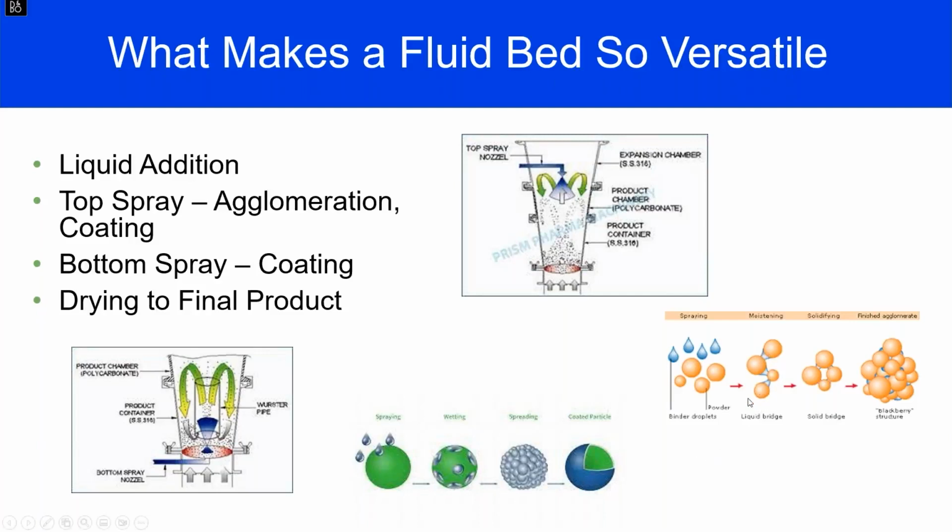So we're trying to get that water dispersion. We're trying to draw these particles together and eventually dry them, either because there's a binder in there or some of the particle actually dries to form these solid bridges. And we're actually looking for some sort of structure, call it a blackberry structure or a cluster grape structure. This is what we're looking for.